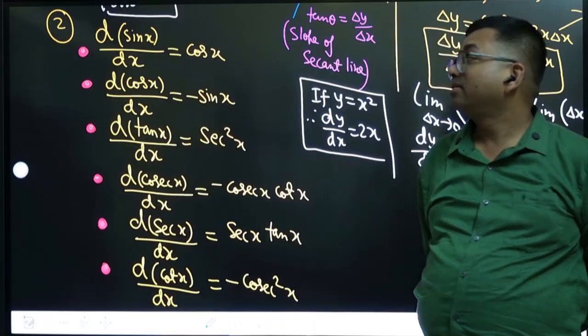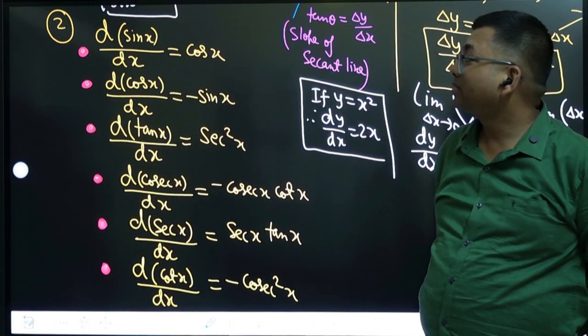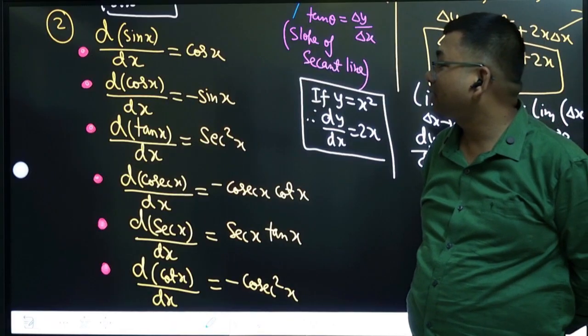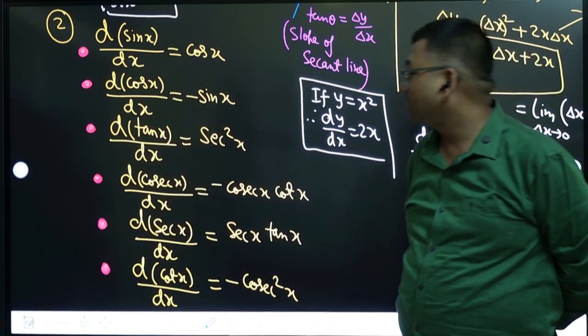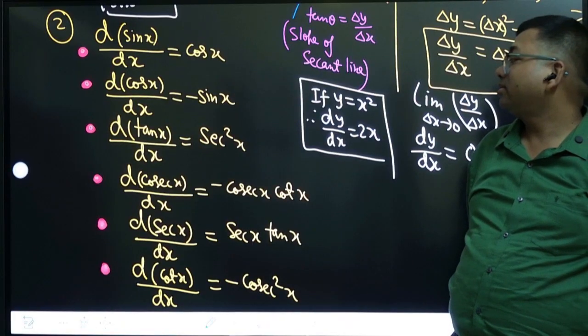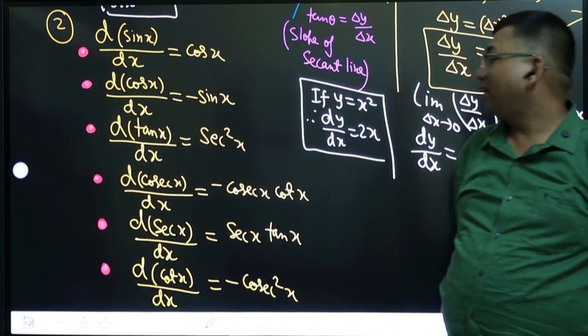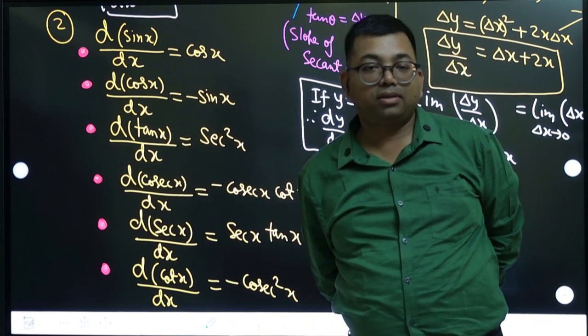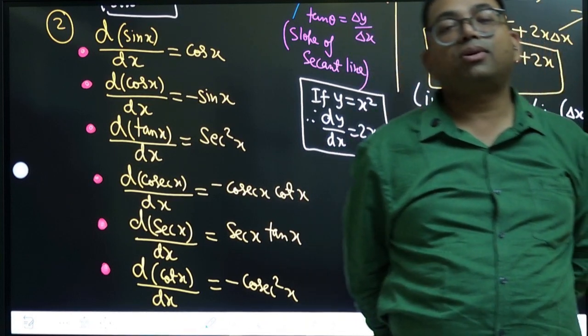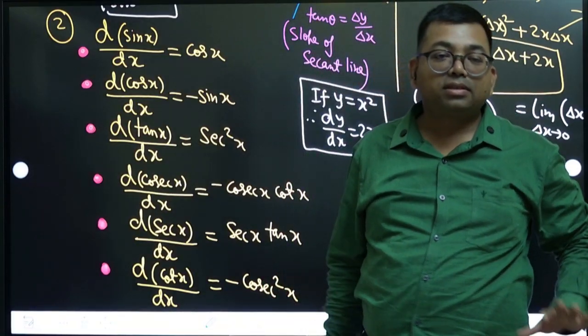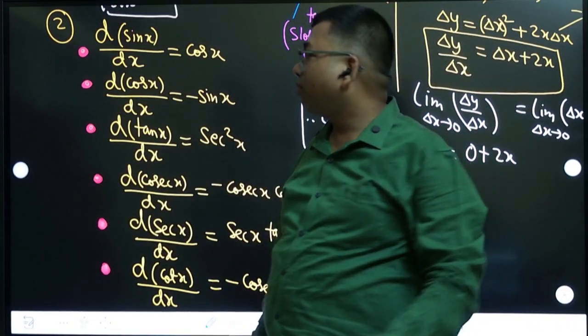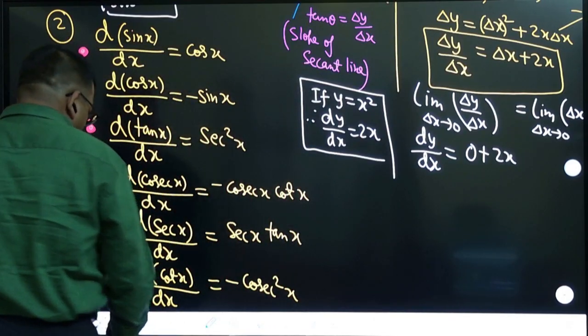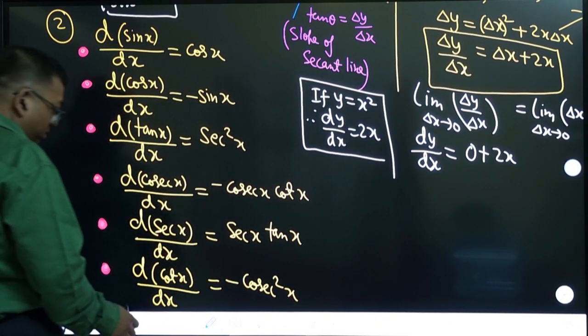Correct. Sin x differentiation cos x, minus sin x, tan x is secant square x, cosecant x is minus cosecant cot, secant x is secant tan, cot is minus cosecant square. I think it is correct. Okay, so all these formulas you have to remember. This is what trigonometric function is over. Then next, let us go for the next, log function.